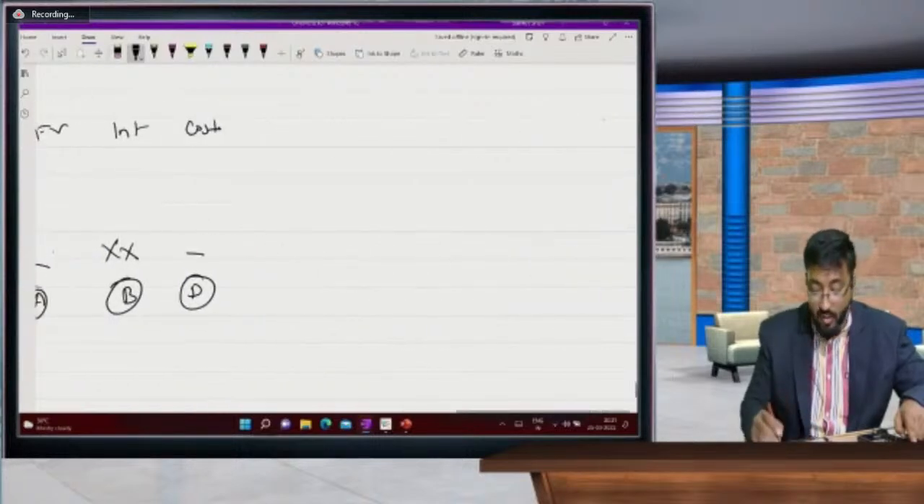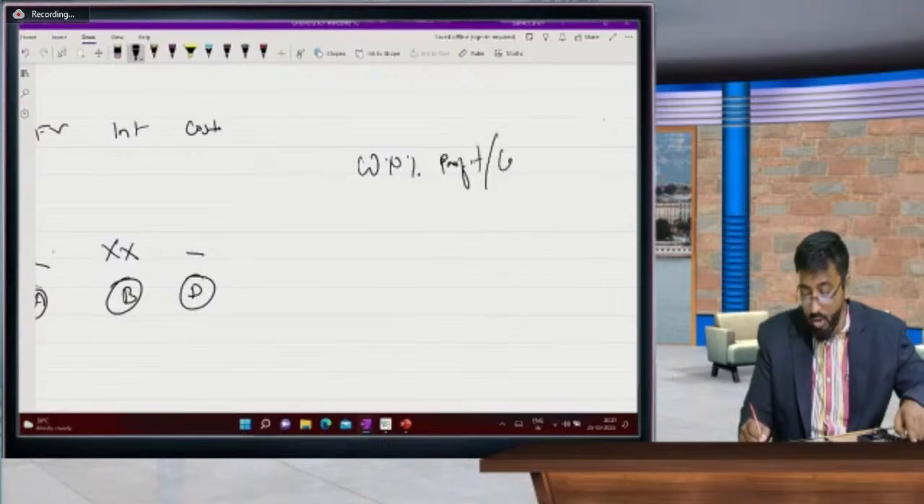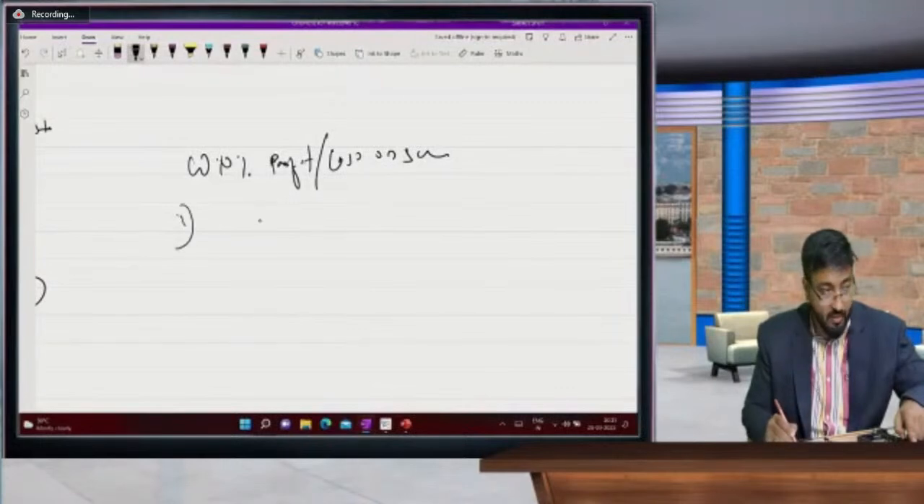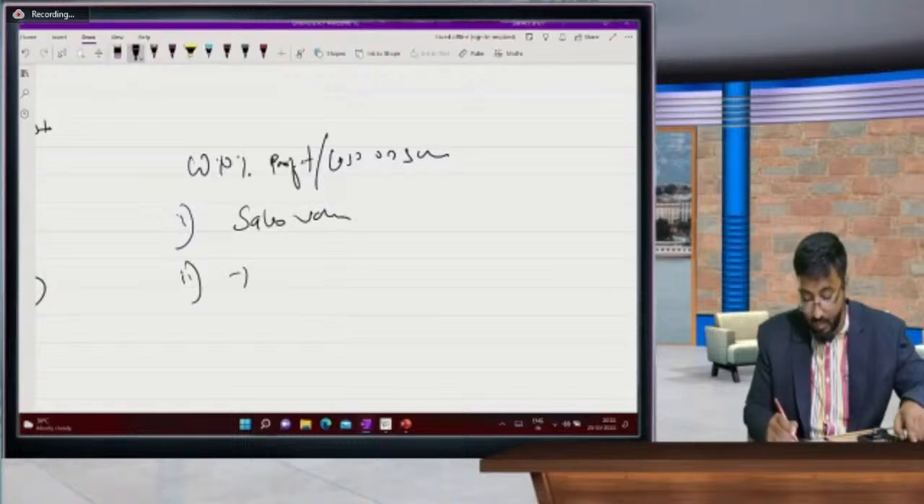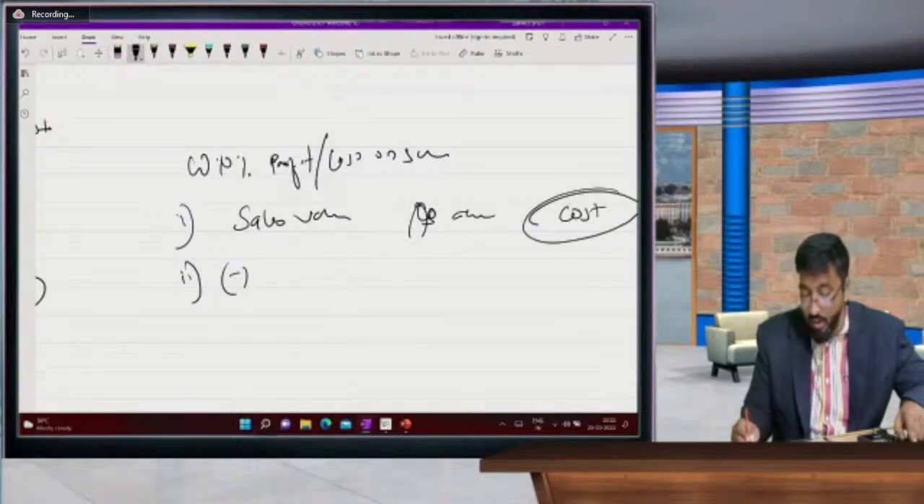So what is working note 1? Profit or loss on sale and that date. Serial number, you will write 1. Then in particulars, what are you going to write? Sales value. Then in computation, as above, from above, the cost column, you are going to write the amount in the cost column over here.